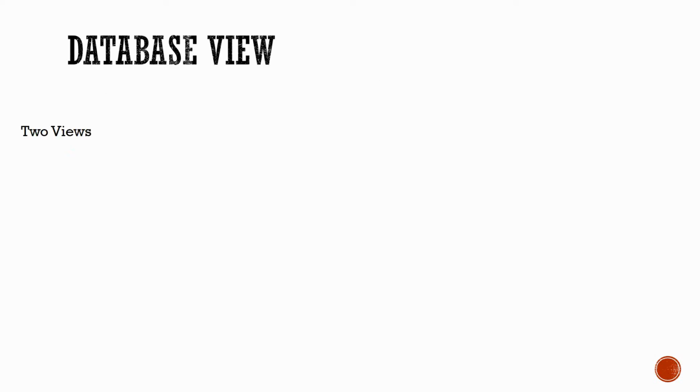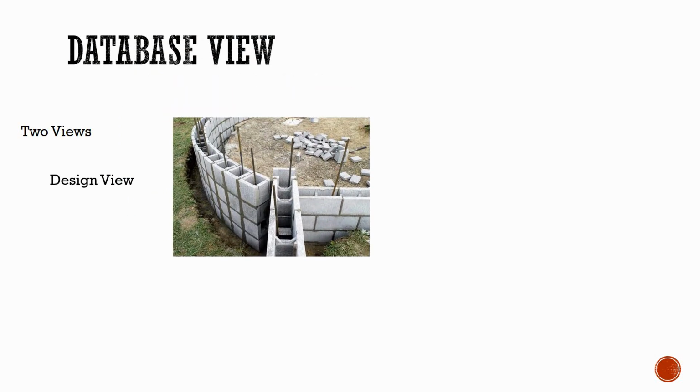Now, the database, as we have said, there are two views. One of the views is the design view and the other is the datasheet view, but we're going to start with the design view first. So the design view of the database is where you have the structure, your cement and your blocks of your database, and the structure of the database dictates how your database will look, what data it will hold, the size of the database, and so on.